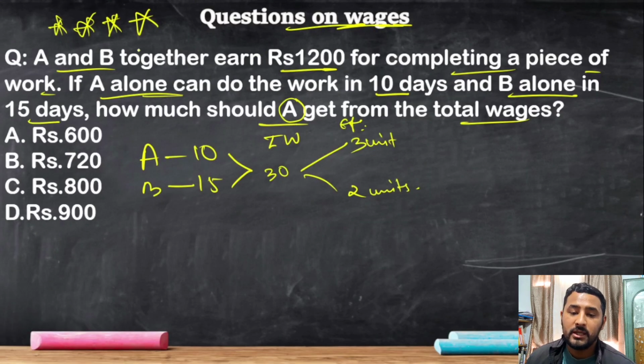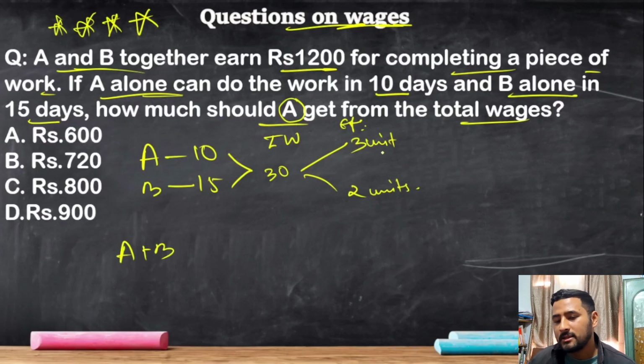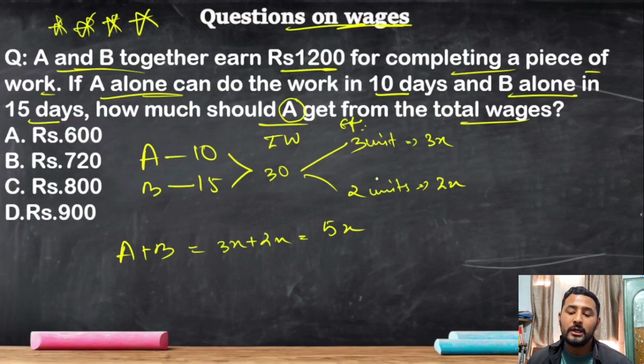Now, as per the question, they both are working together, A plus B. I can take 3 as 3x and 2 as 2x to use the ratio method. If they are working together, this will be 3x plus 2x, which is 5x. So they complete 5x units of work per day. But according to the question, this 5x is equal to 1200 rupees. If they both work, they earn 1200 rupees.